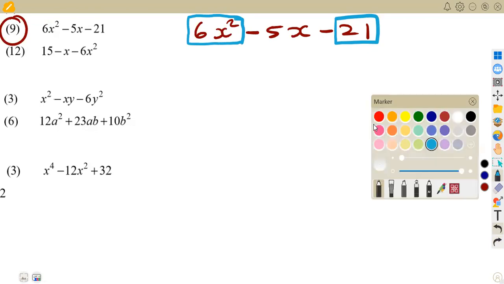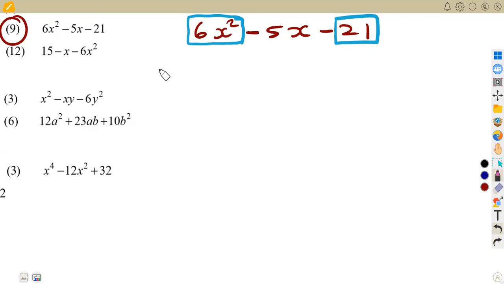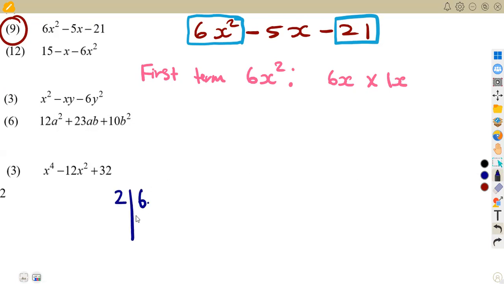So we need to find the products of the first term, the products of 6x². We just need two numbers, like a pair, that you multiply to get 6x². The first terms you must think of are where 6 is already there, which is 6x times 1x. Then for the rest, you can go back to the product of prime factors: 6 divided by 2 is 3, 3 divided by 3 is 1. So we've got 2 and what?